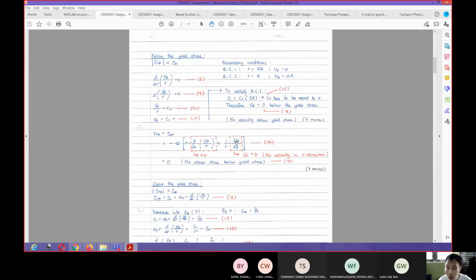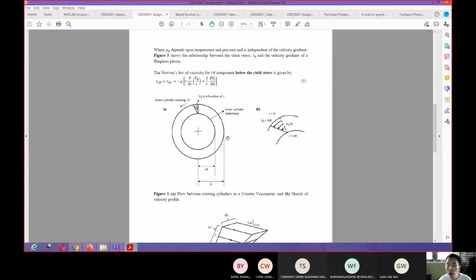And then how about the second term in here? The second term in here is that the VR will be equal to 0 because there is no velocity in the R direction. That goes back into the way that you look into the system that is given on the figure 1. There is no velocity in the radial direction. If there were a velocity in the radial direction, then the velocity should go from here to that direction, which is not the case.